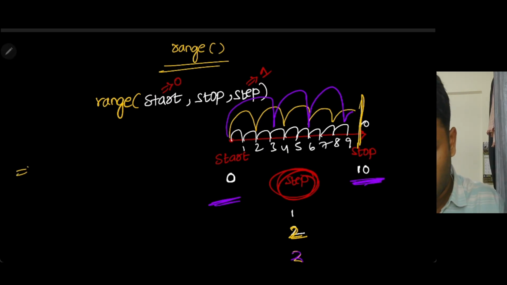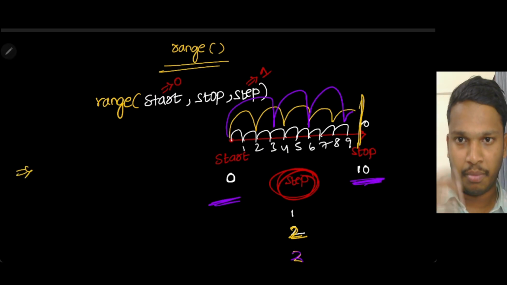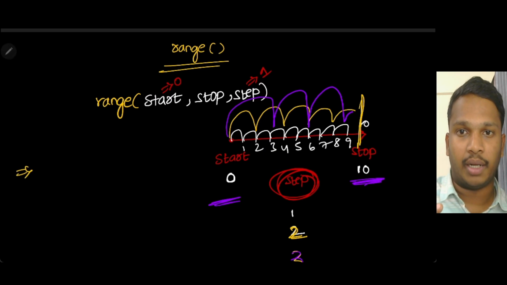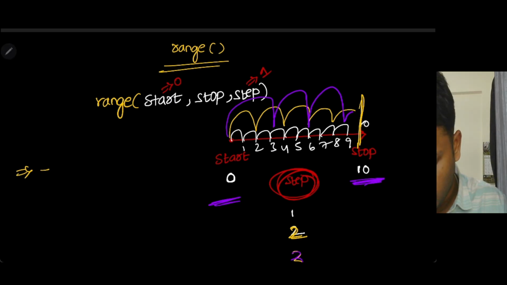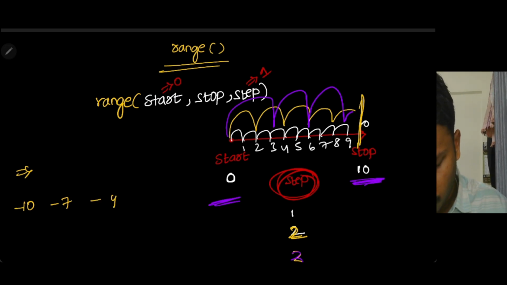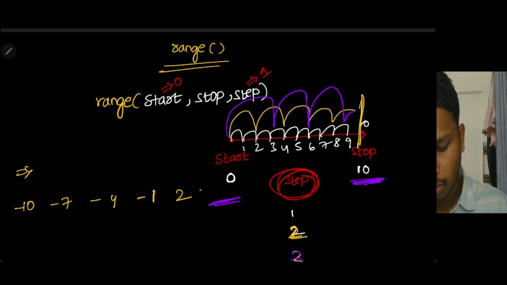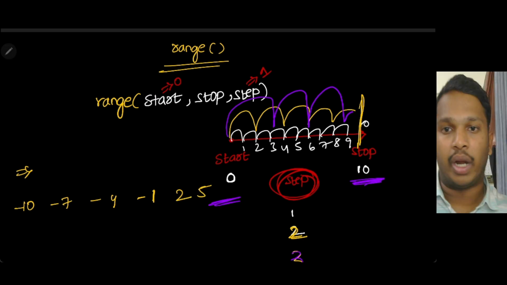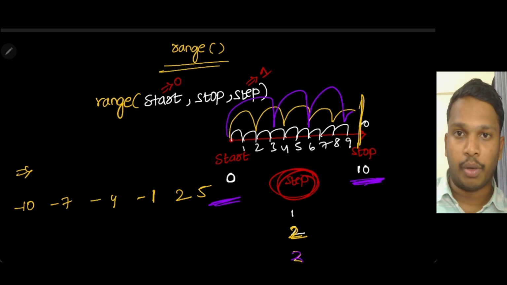Can you please put in the comments how to write the range function for minus 10 to 1? Minus 10 to 1 means minus 10, minus 7, minus 4, minus 1, 2, 5. How to write the range function for this? Can you please put it in the comments?